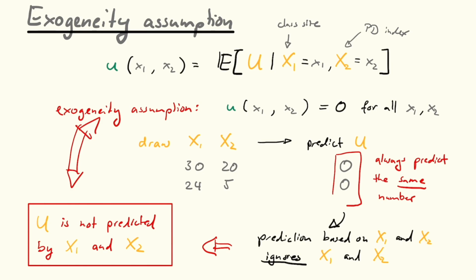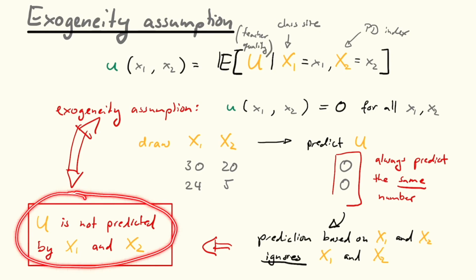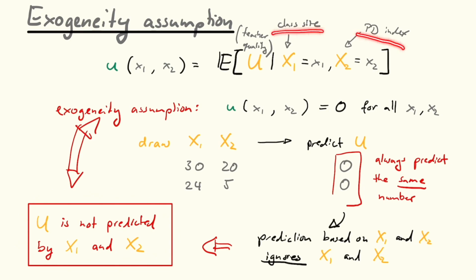Let's apply it to our example. We've already specified what x1 and x2 are, but what is u? Well, u is the total effect of all other factors that affect test scores. For now, think of it as teacher quality. Let's apply this interpretation of the exogeneity assumption. Class size and PD index are not allowed to predict the effect that teacher quality has on test scores.